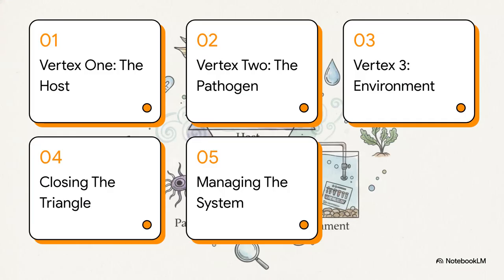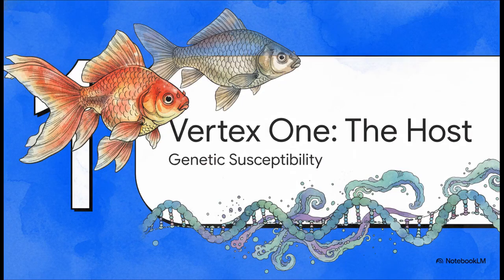So here is how we're going to break down this three-legged stool today. We'll look at Vertex 1, the host, Vertex 2, the pathogen, and Vertex 3, the environment. Then we'll wrap up with closing the disease triangle and managing the whole system. Let's jump right in. Starting right off with Vertex 1, the host.